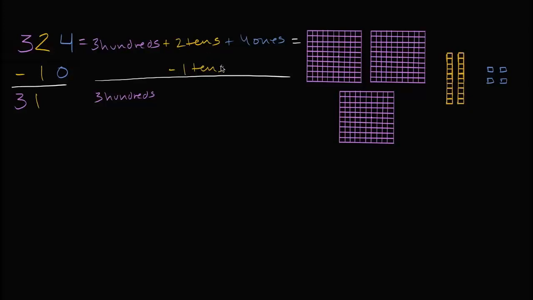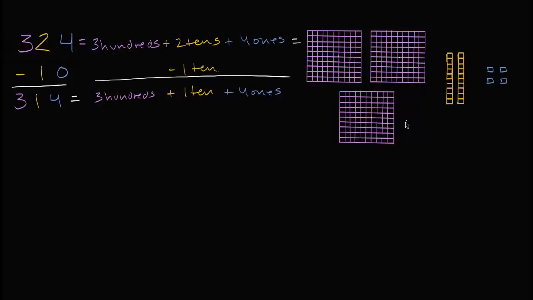I should just call that a 10 instead of a tens. I take away 1 ten, and now I'm going to have plus 1 ten. If I had 2, I take away 1, I'm going to have 1. And I had 4 ones, and I'm not taking any ones away, so I still have 4 ones. 4 ones minus 0 ones, 4 ones. So I'm left with 314. 3 hundreds plus 1 ten plus 4 ones.